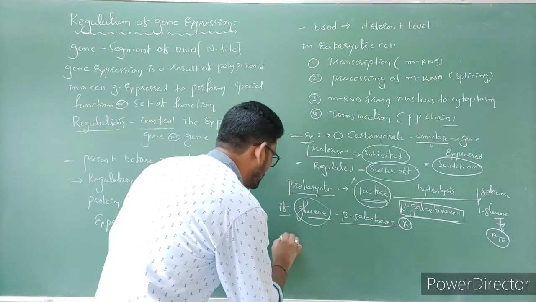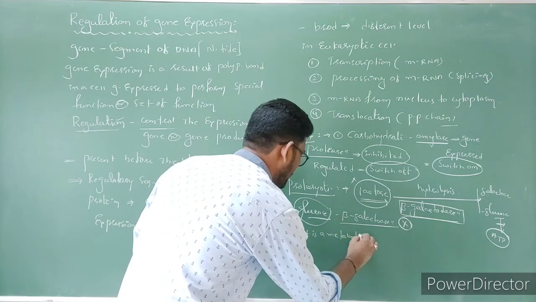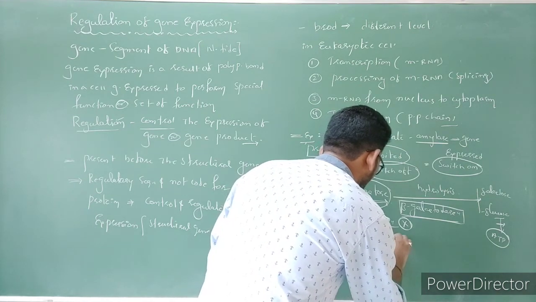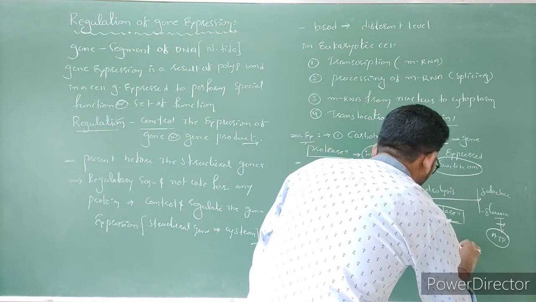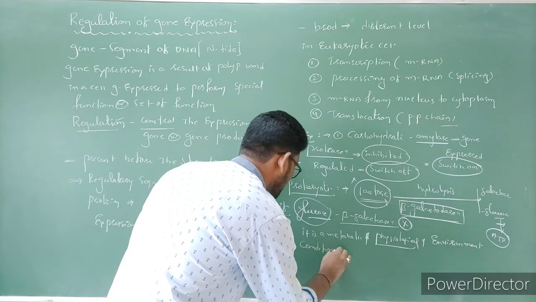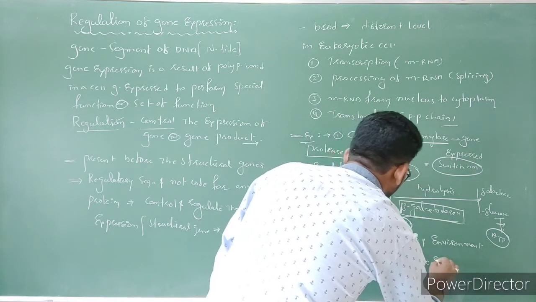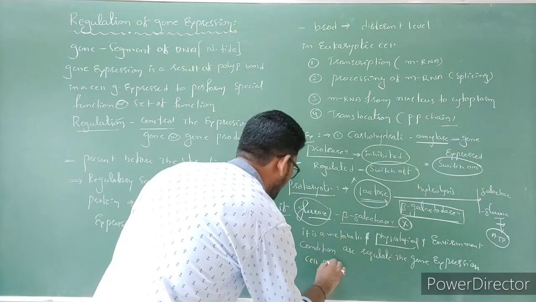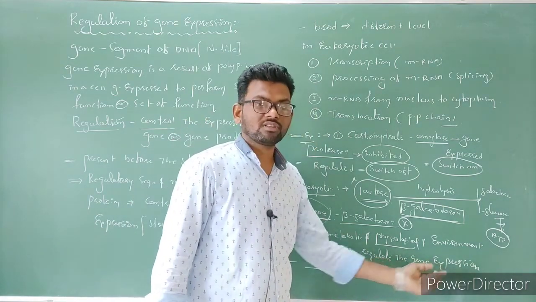So in simple terms, how are we going to write? In simple terms, metabolic, physiological and environmental conditions control or regulate the gene expression, and also the cell need also regulates the expression of one gene.